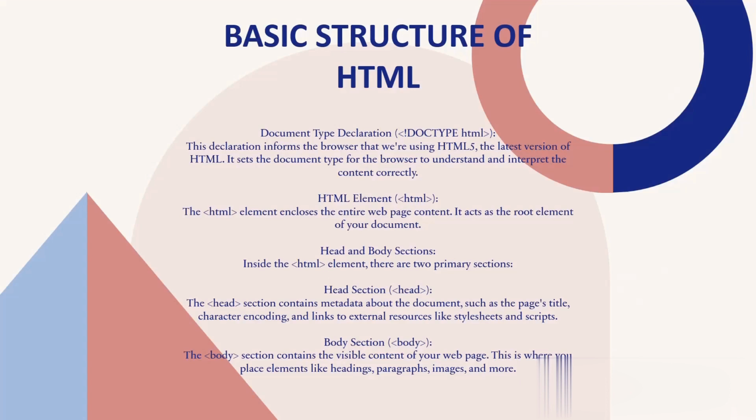Inside the HTML element, there are two primary sections. The head section, with a head tag, contains the metadata about the document, such as the page title, character encoding, and links to external resources like style sheets and scripts. And we have the body section. The body section contains the visible content of your web page. This is where you place elements like headings, paragraphs, images, and more.